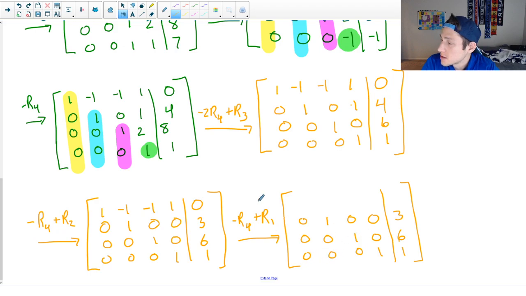Rows 2, 3, and 4 will stay the same. Row 1 is the only thing that's changing. So 1 times negative 1 is negative 1. Negative 1 plus 0 will be negative 1. 1 times negative 1 is negative 1. Negative 1 plus 1 is 0. 0 plus negative 1, 0 plus negative 1, 0 plus 1. So these will all just be negative 1, negative 1, 1.